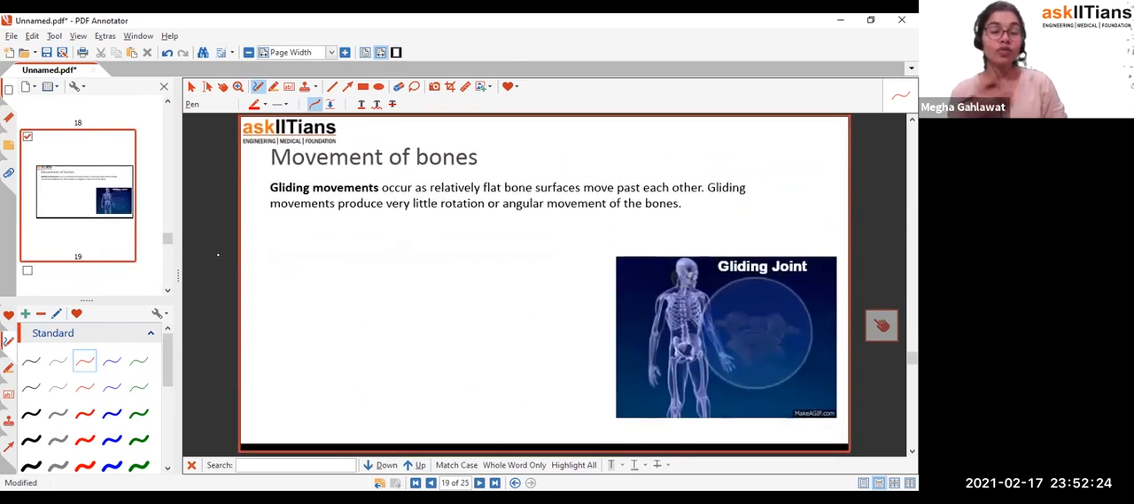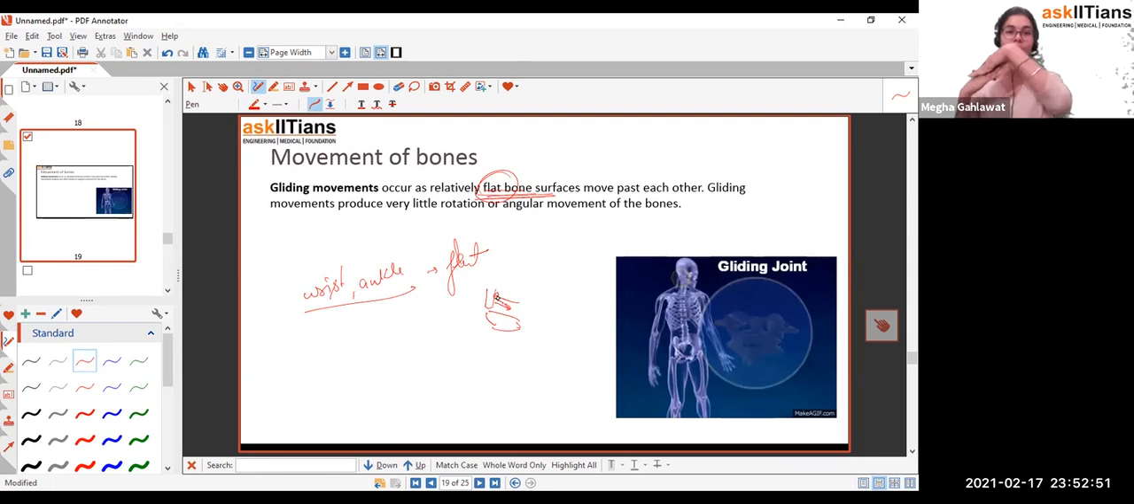Now moving to the movement of the bones, which is also a very interesting point. The bone surfaces that we have are the flat ones. Okay, if we are talking about the gliding movement, for example the wrist or the ankle, the surface is very flat, and if the surface is flat, they are going to move by gliding over each other, by slipping over each other.